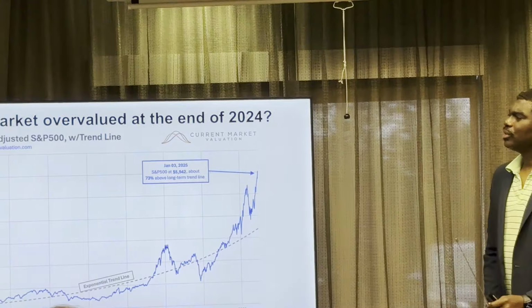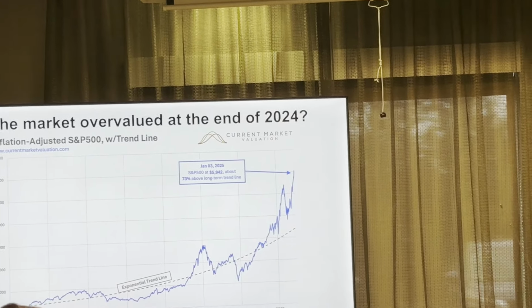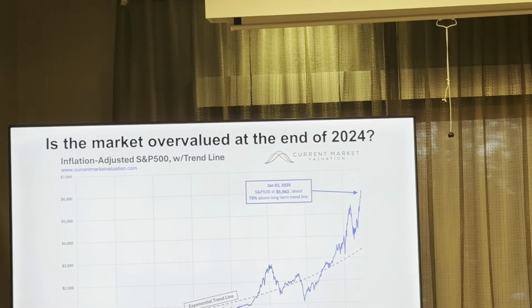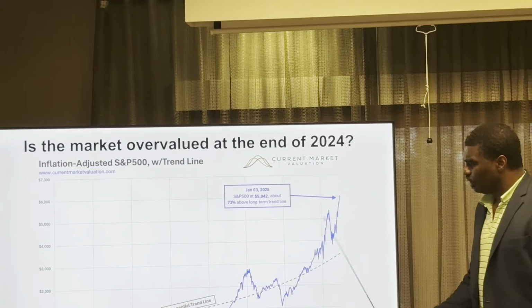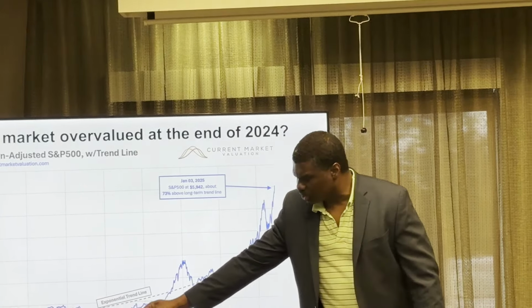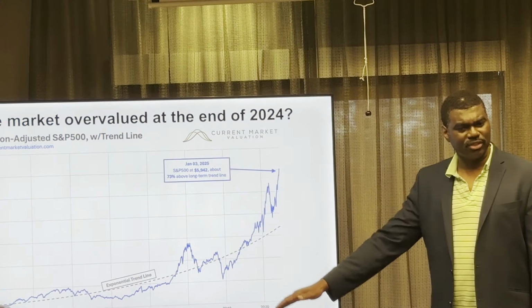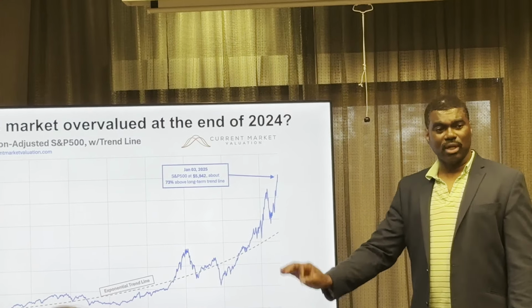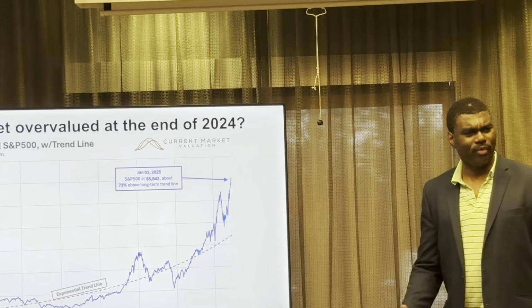But one way to track the market to determine whether it's overvalued or not is to normalize it and then trend it. And so what do we mean by normalizing it? So the stocks in the 1950s, 60s, and 70s were in 1950s, 60s, and 70s dollars. Those dollars are different from dollars in 2024. What do we mean by that?